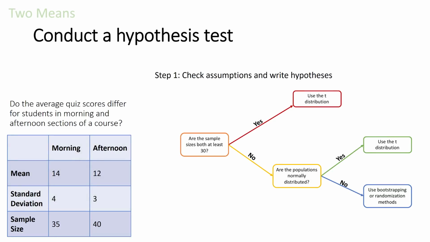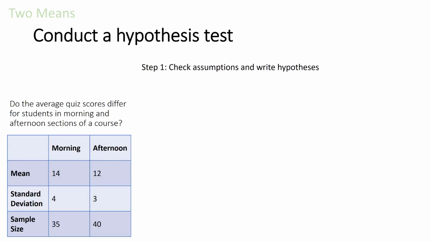Next, we write hypotheses. When comparing 2 means, the null is always that the 2 population means are equal. I'll write this as mu sub 1 equals mu sub 2. You could also say that mu sub 1 minus mu sub 2 equals 0. We want to know if scores differ for the 2 groups. We're not given a specific direction or any information about which group should score higher, so this is a two-tailed test. Our alternative hypothesis is that mu sub 1 does not equal mu sub 2.